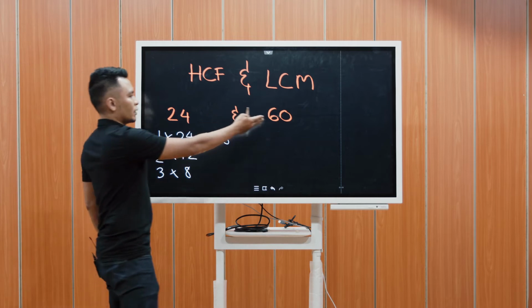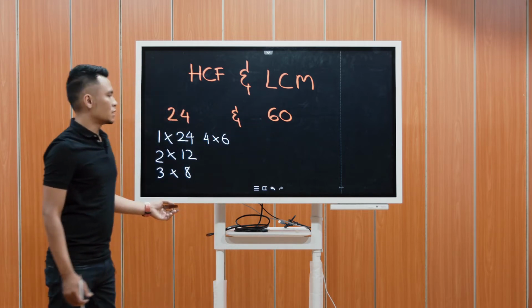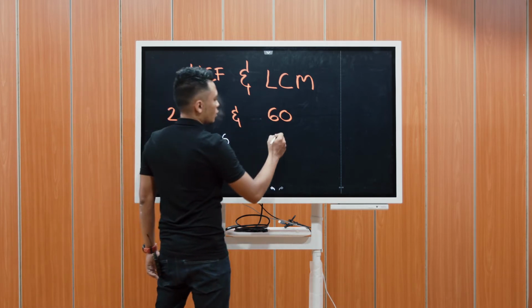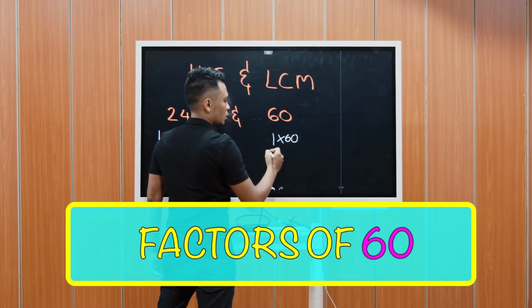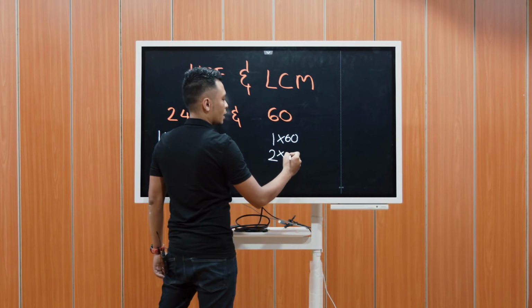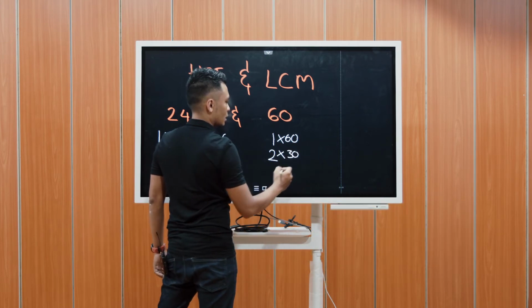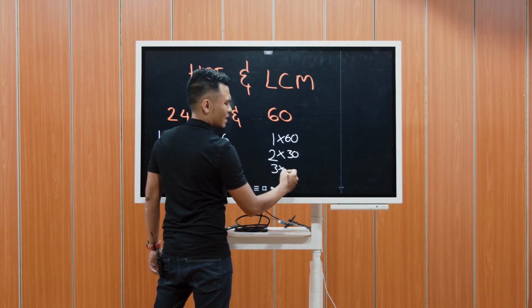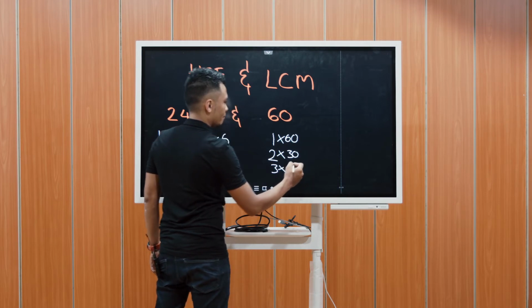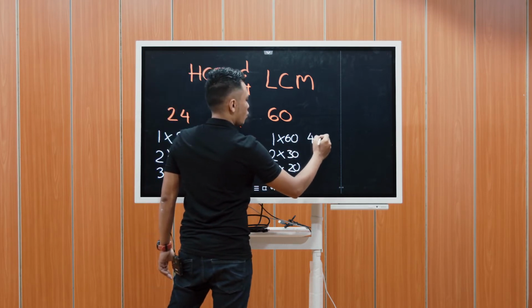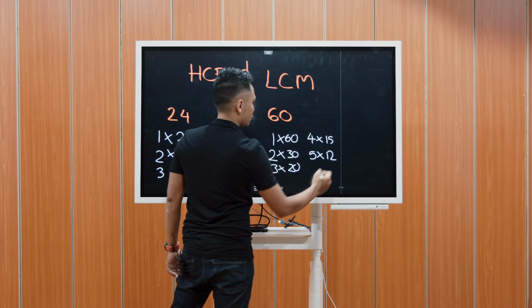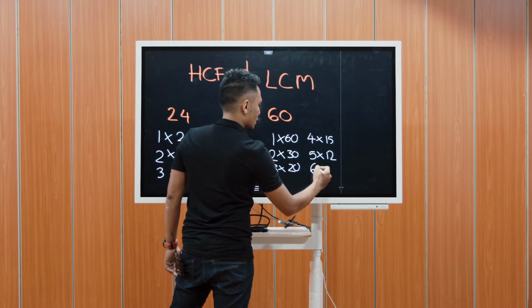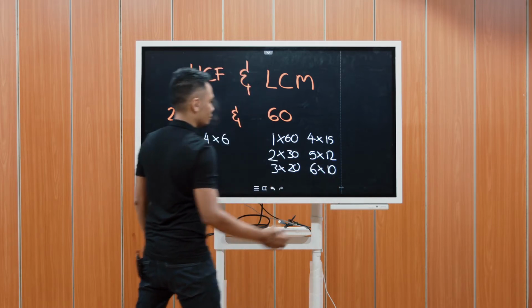So what are the factors for 60? The factors for 60 will be 1 multiplied by 60, 2 multiplied by 30, 3 multiplied by 20, 4 multiplied by 15, 5 multiplied by 12, 6 multiplied by 10.